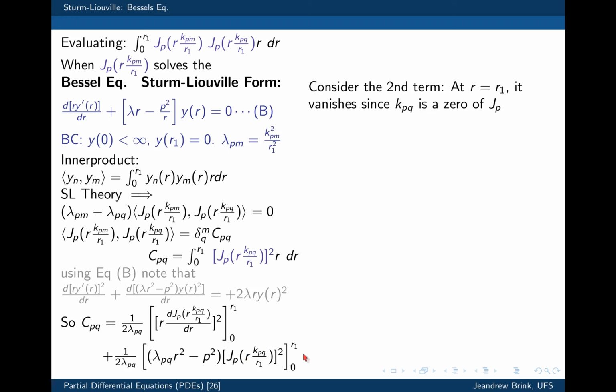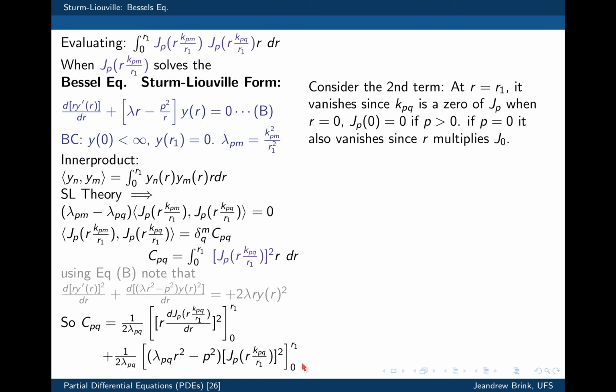At r equals 0, Jp, if p is not equal to 0, is 0, if you just look at the properties of all the functions. So if p is greater than 0, it also vanishes. If p is equal to 0, you have an r over here, and so even though J0 at 0 is 1, the r over here goes to 0 and it also vanishes. So this term is completely gone.